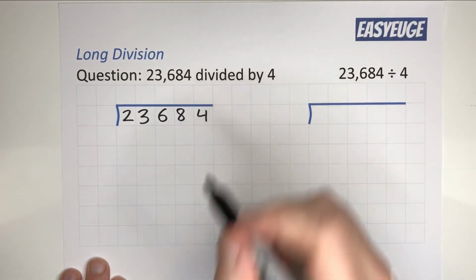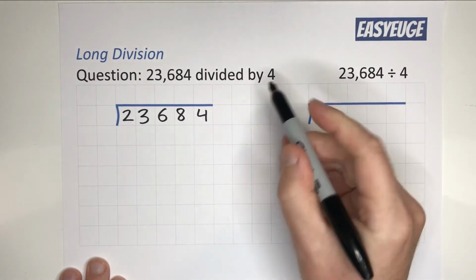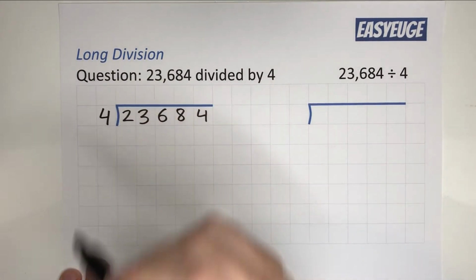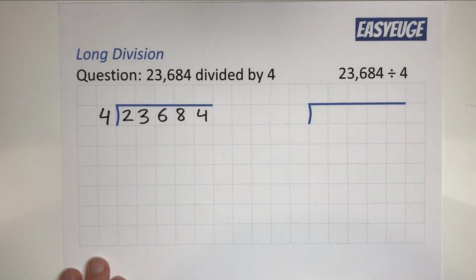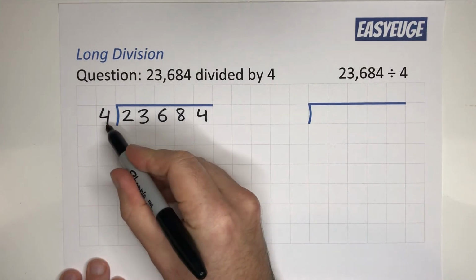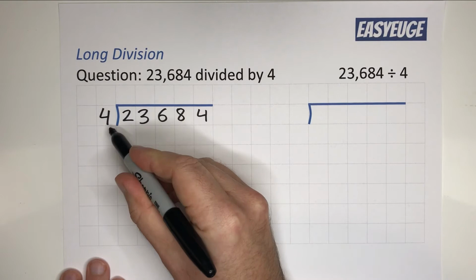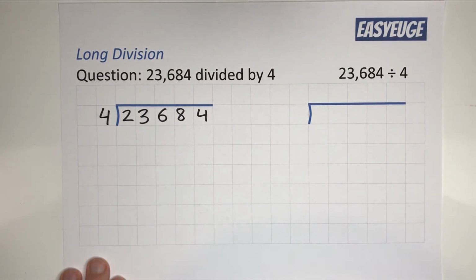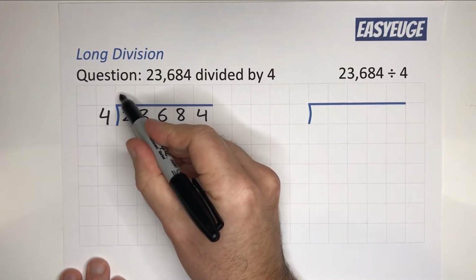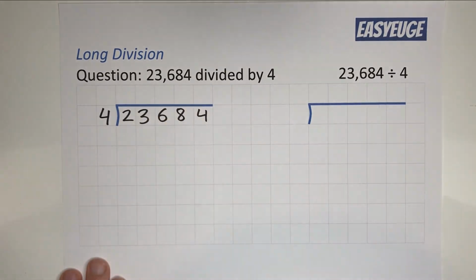23,684 divided by 4. So we put the 4 on the outside, and now we can start. Will the number 4 go into the number 2? Can you divide 4 into 2? You can't. It just doesn't fit. So we leave that blank on the top.